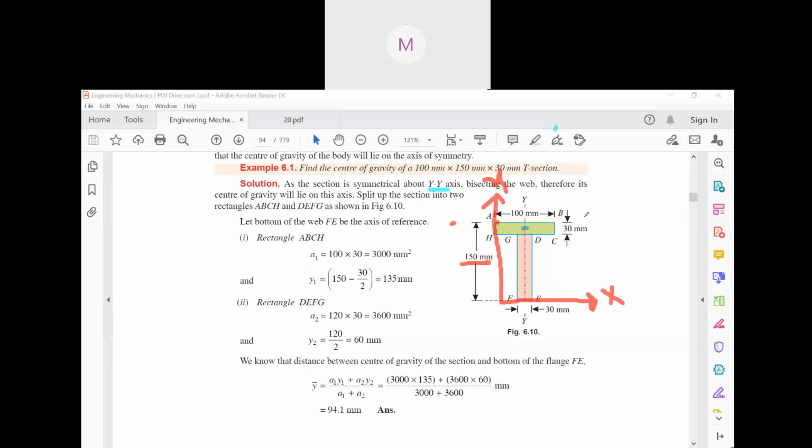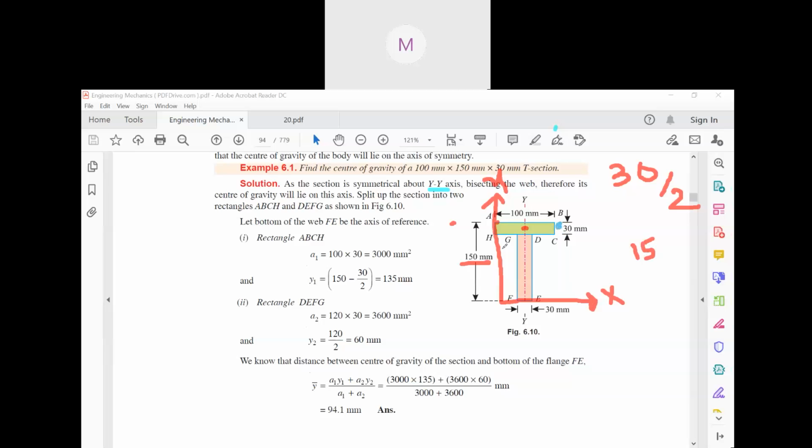Now, this is the center. You all know for a rectangle, the center is at what? This distance is breadth by 2, 30 by 2, so we got it as 15. Now, if this distance is 15, then eventually this distance will also be 15.